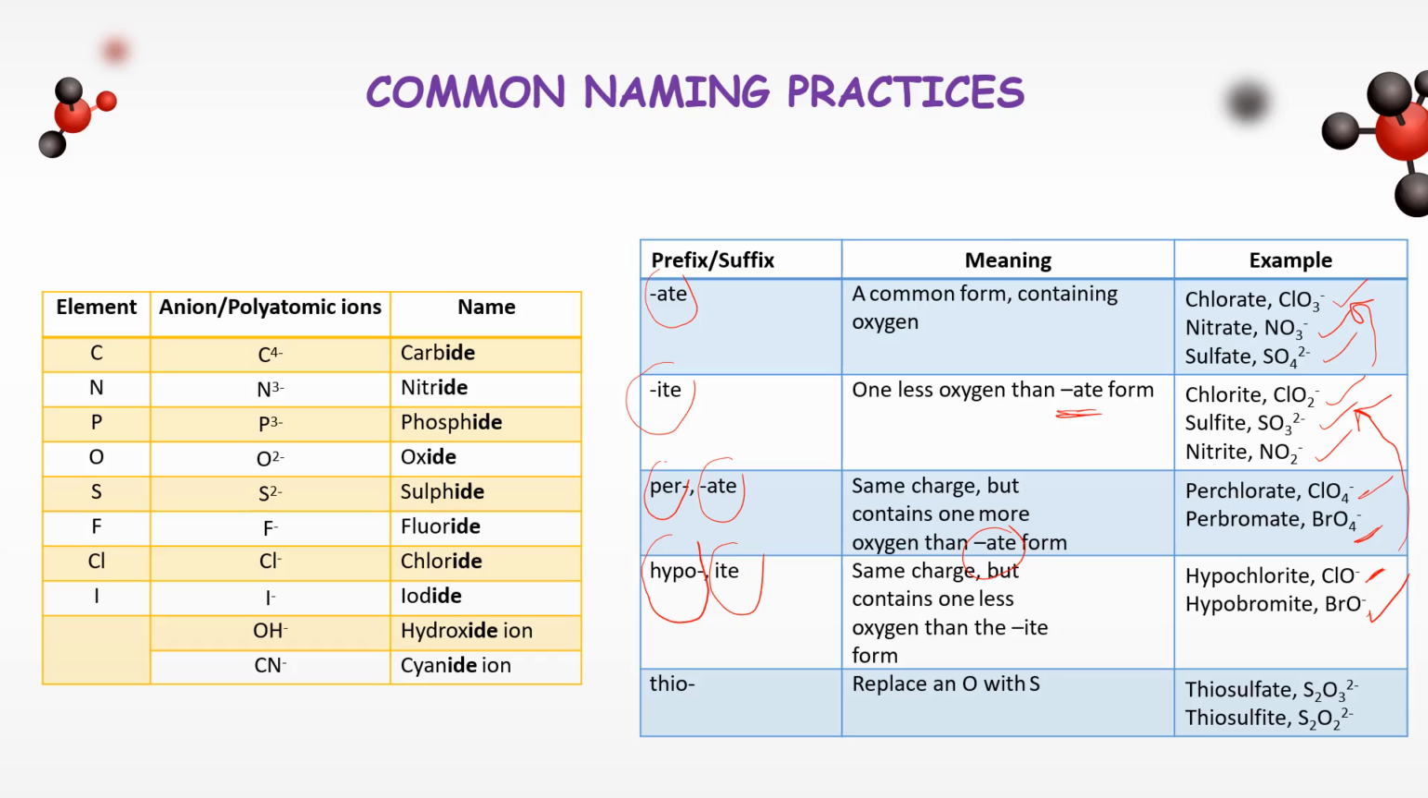So "thio" here means replacing an O with S. Example, we have sulfate SO4 2-. When we remove one oxygen atom and replace it with S, it becomes S2O3 2-, and we call this thiosulfate. The same goes for sulfite, where the original formula is SO3 2-. Then we replace one of the oxygen atoms with an S atom, so we get the formula S2O2 2-, and we call this thiosulfite.